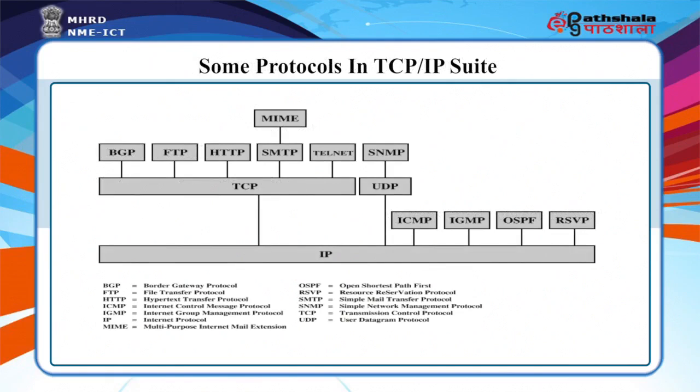TCP/IP protocol suite. Let us see what are the other protocols in this. We have FTP, HTTP, SMTP, Telnet at the application level, MIME, BGP, UDP, ICMP, IGMP, OSPF, RSVP. All these protocols are inbuilt, or already included in the TCP/IP suite. That's why we call it the TCP/IP suite.